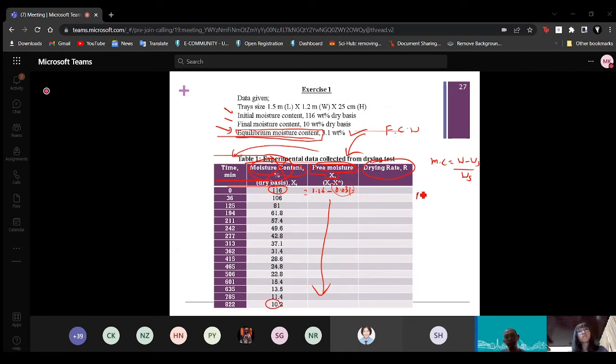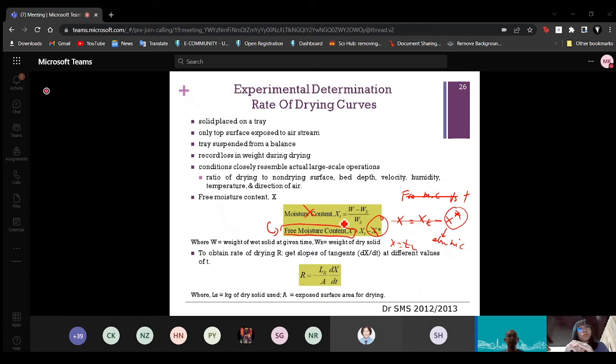Rate of drying is basically LS over A dx over dt. Kita tengok balik equation kat sini. Okay, ni. This is to obtain rate of drying. Okay, rate of drying yang macam ni, kita ada R, kita ada T, kita ada X. Kita nak plot benda ni. Okay, you want to plot this one.